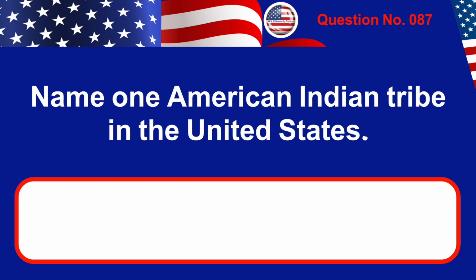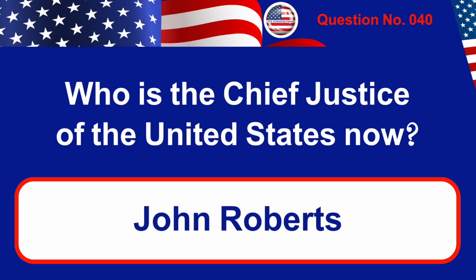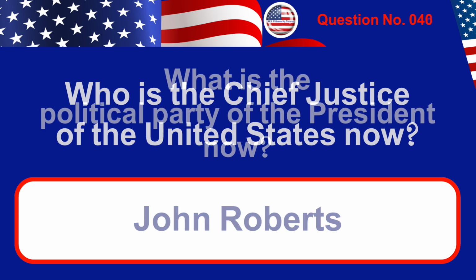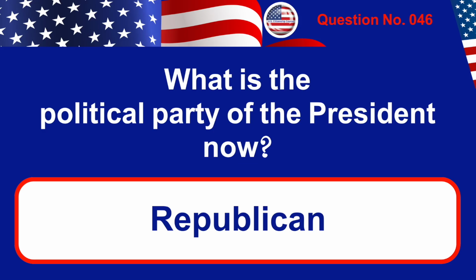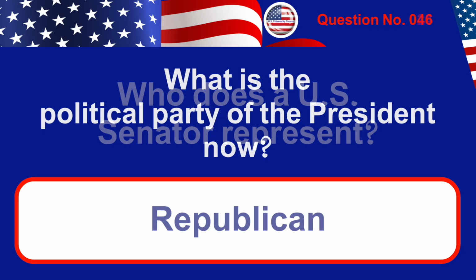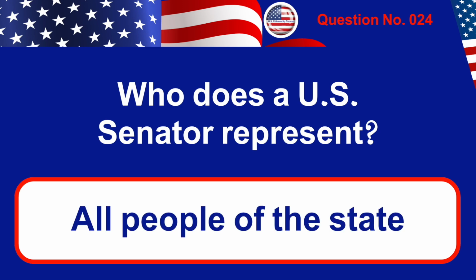Name one American Indian tribe in the United States. Cherokee. Who is the Chief Justice of the United States now? John Roberts. What is the political party of the president now? Republican. Who does a U.S. Senator represent? All people of the state.